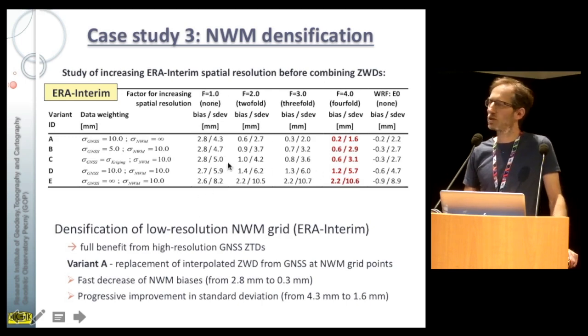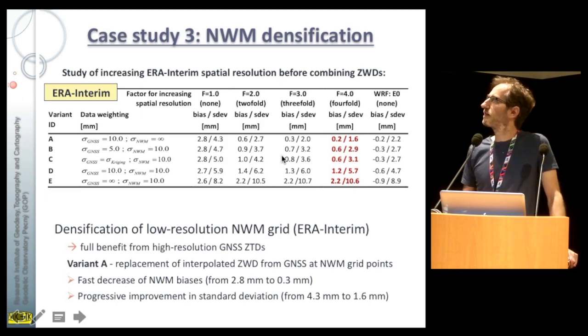And you see that it works very well, so that we could really reproduce what we expect from the GNSS ZTDs when we used this independent assessment of half of the points as an input and the other half as control points.